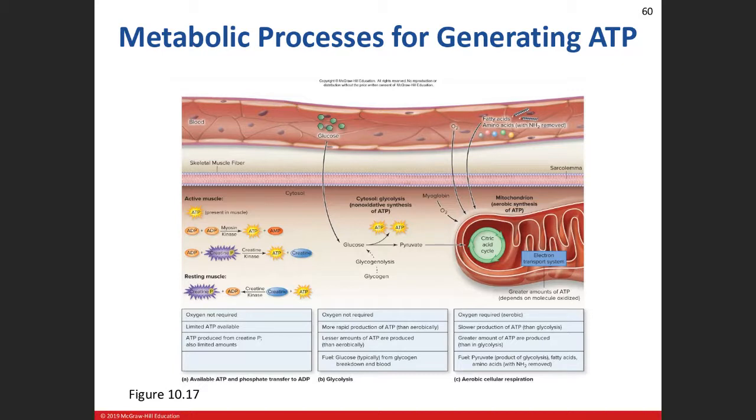Okay, so what this is showing you here, again, I'm not going to go into this. This is a great figure, 10.17. This is pretty much what I just talked about, and it just kind of gives you the different diagrams that you can go from.